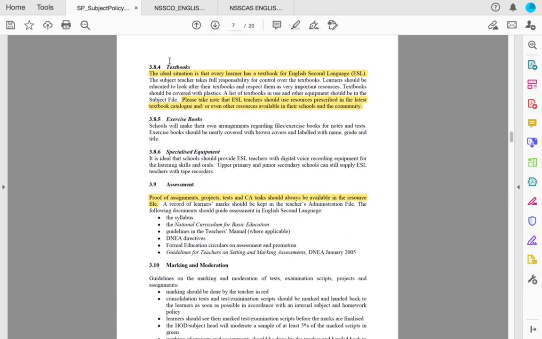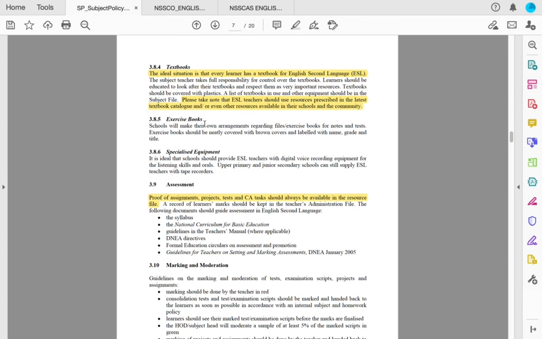And then we've got the textbooks. The textbooks that the learners use. All right. And when you decide on the textbook, it should be the textbook that is stated in the latest textbook catalog or resources that are available to the school and community, and not just whatever textbook that you decide is best, but the ones that are suggested by the ministry.